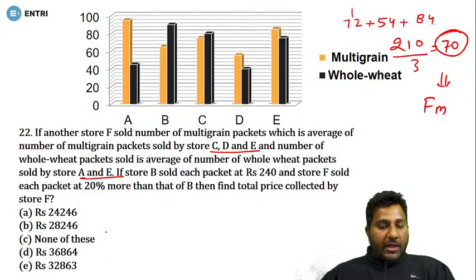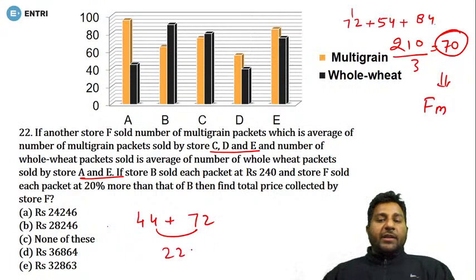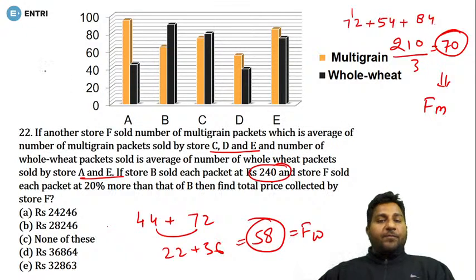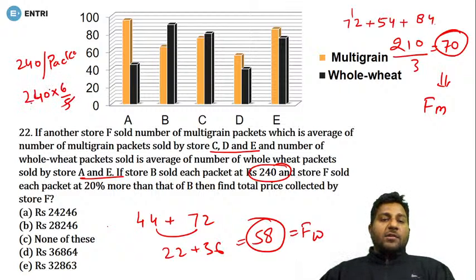And the number of whole wheat packets sold is the average number of whole wheat packets sold by A and E. So A and E whole wheat sold 44 plus the last one, 72. So clearly 22 plus 36, that is 58. If store B sold each packet at 240 per packet, while F sold each packet at 20% more, then clearly 20% more is 6 by 5. So 5 4s are 25, 8 6s are 48, and 6 4s are 24, that is 288.